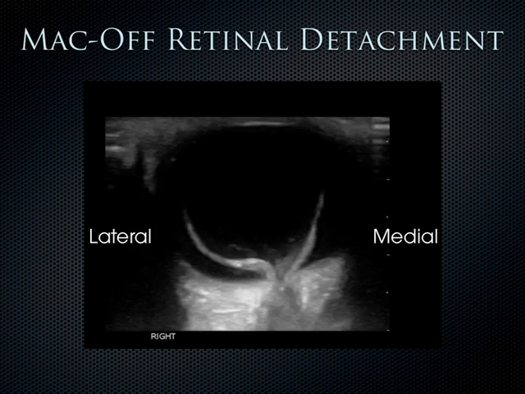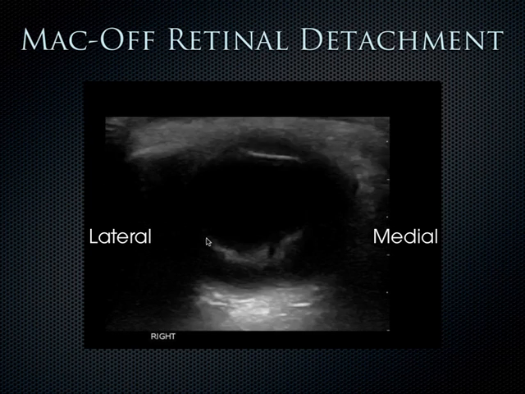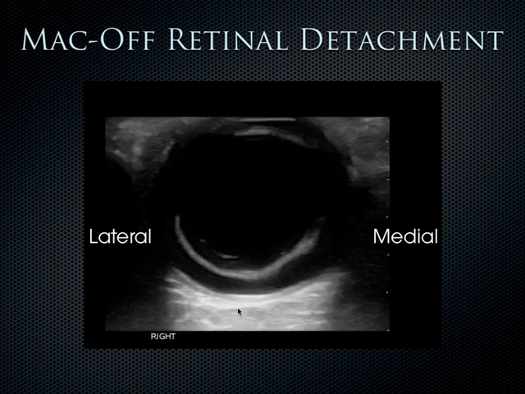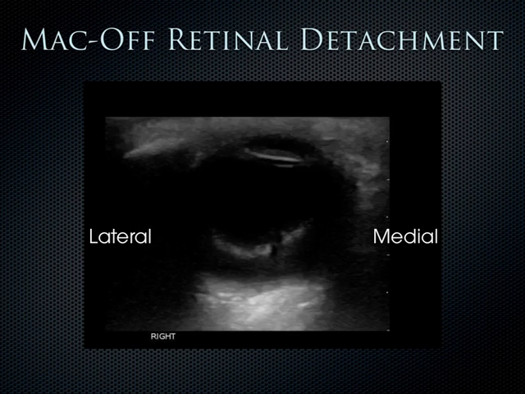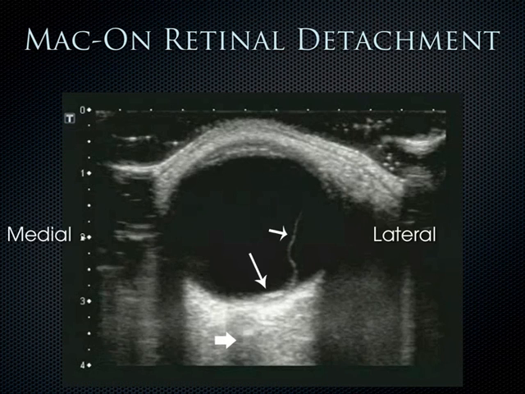And there's another example. This is the same patient. We're just fanning through it now. As we fan through this eye, we can see that optic nerve sheath, and just lateral to it, it's not attached. And so that's a MAC-off, funnel-looking detachment.